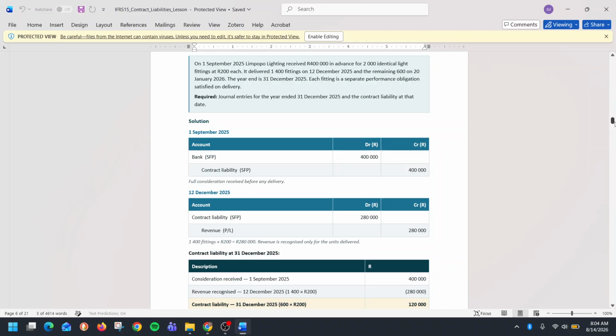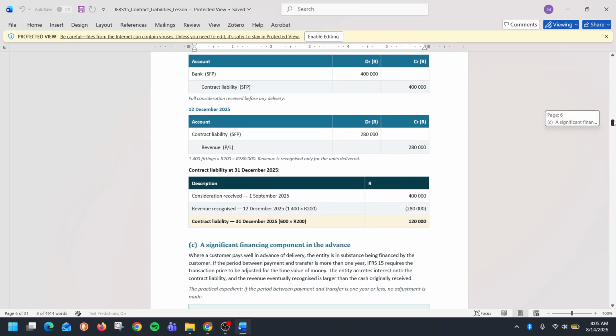Come December, in December now, we are only going to recognize the revenue for the 1,400 light fittings. That is what is going to happen. That is how much we are only recognizing. What this says to us is, out of the contract liability that we had initially recognized in September, as of the 31st of December, the amount of the contract liability that is going to remain is 120,000.